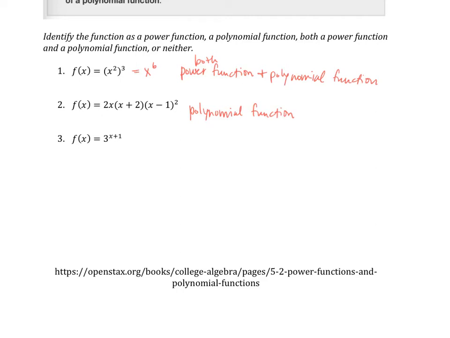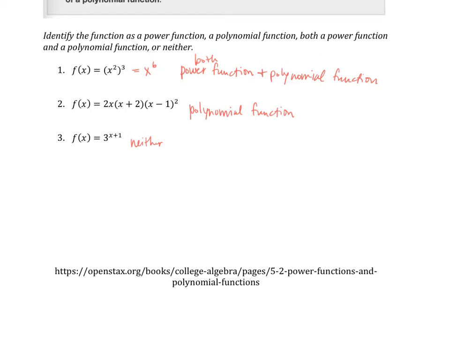If we look at number 3, at first you might be tempted to say that this is a power function because it has the one term. But notice where the variable is. In a power function, the variable is the base, and then you have an exponent that's a number. In number 3, you have the number as a base, and the variable is in the exponent. So this is neither. If you have the variable in the exponent, that is not a power function or a polynomial function. It's neither.